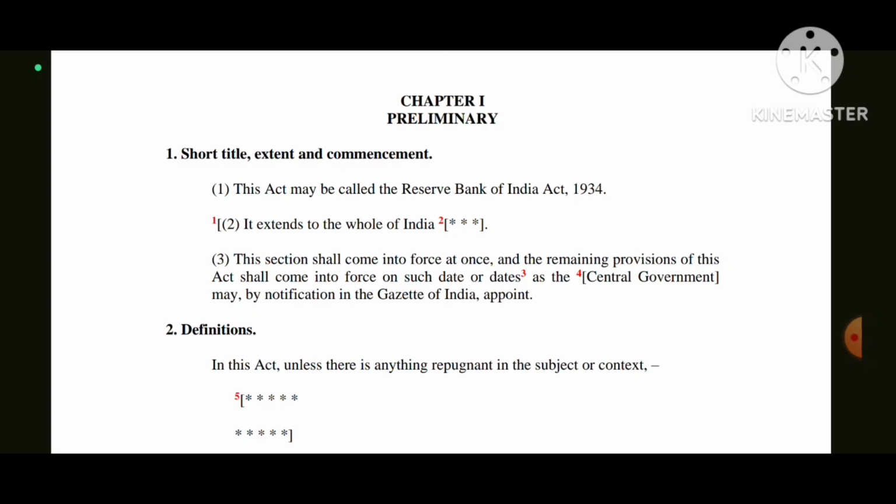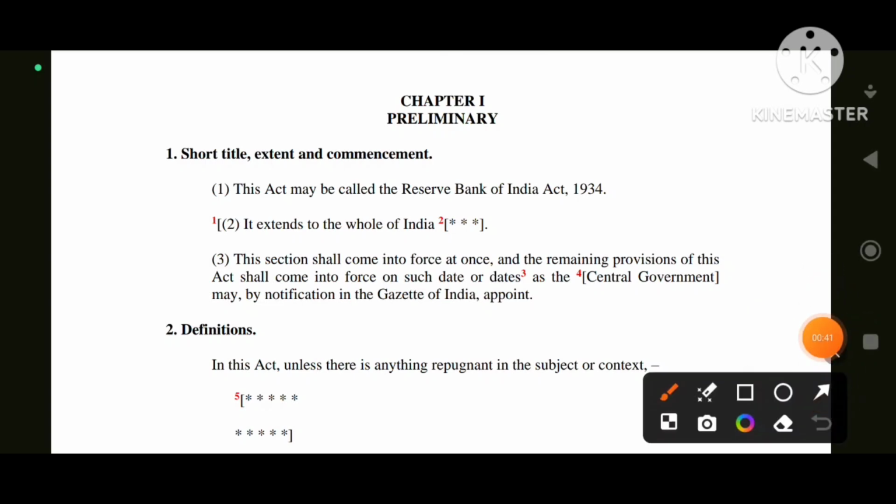Okay, so let's start with the topic. This act is divided into 5 chapters, so we'll cover all these chapters serially, starting with the first chapter, preliminary. Section 1 of the act is short title, extent and commencement. Subsection 1 of section 1 states that this act may be called Reserve Bank of India Act 1934. Subsection 2 of section 1 states that it extends to the whole of India.